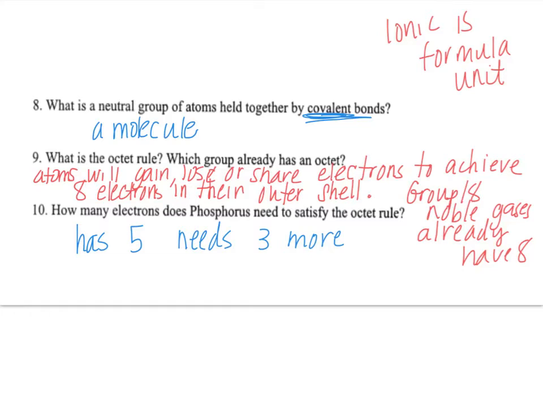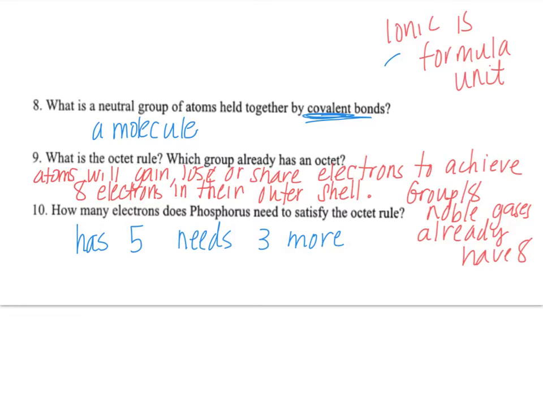All right, question 8, what is a neutral group of atoms held together by covalent bonds? And remember, with a covalent bond, we call it a molecule because it's literally stuck together because the orbitals are overlapping in order to share their electrons. Remember, an ionic bond is called a formula unit.